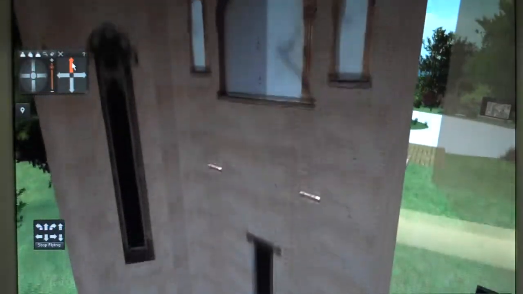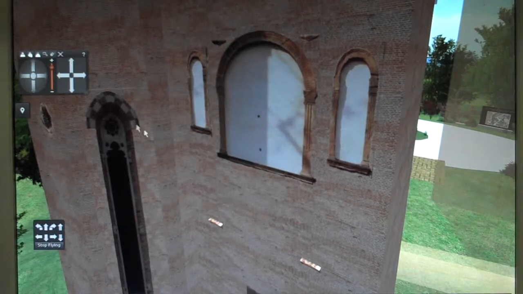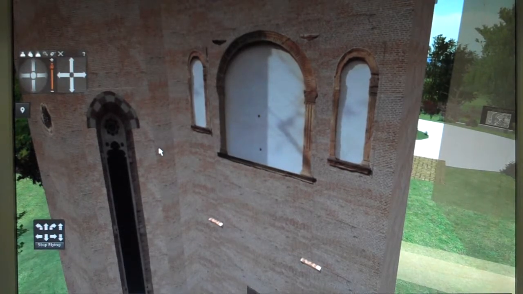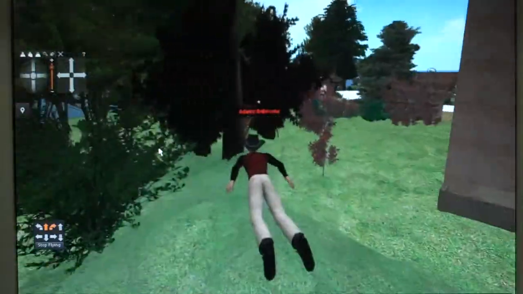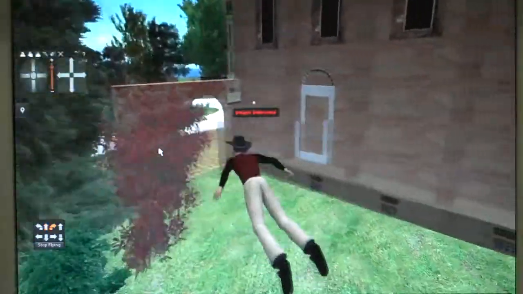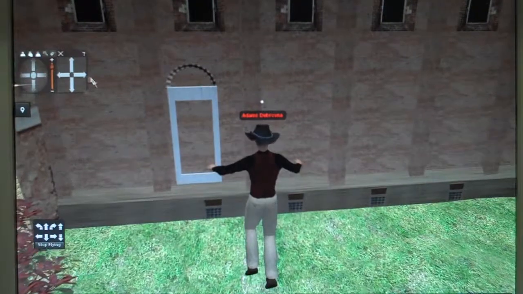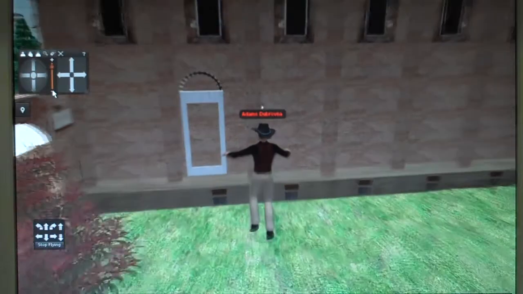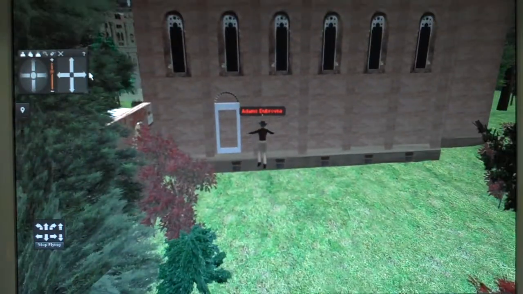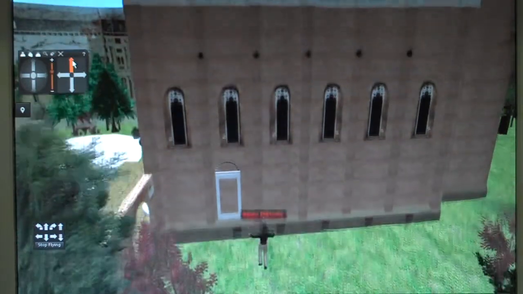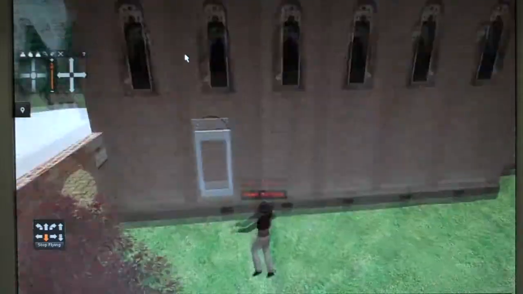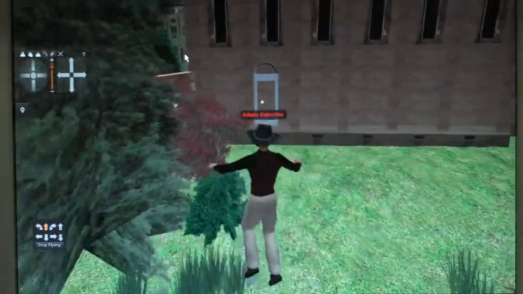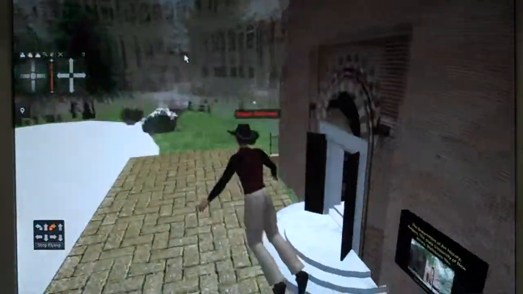High above on the east wall we see the grand windows to the crypt and up to the upper room. And flying around the south side, we see another door. And it's time to enter the chapel.